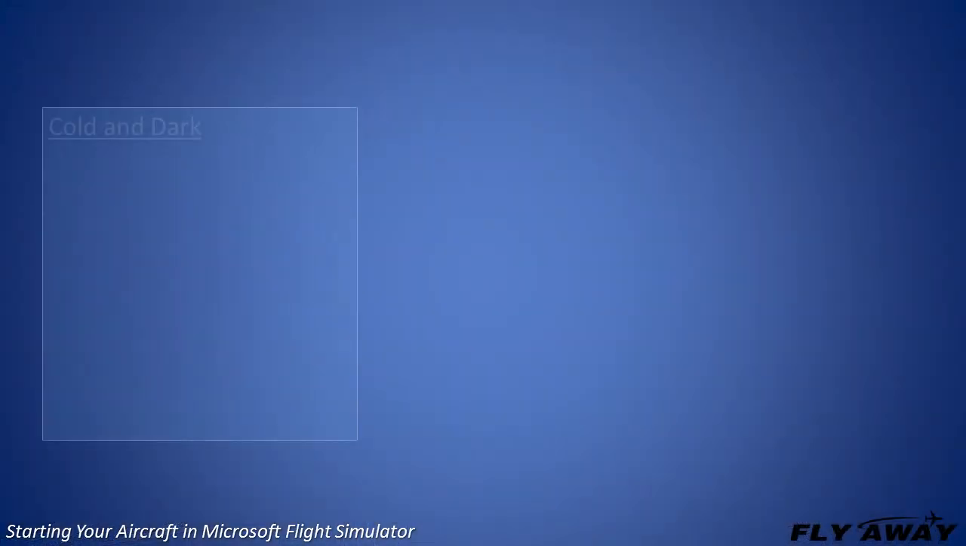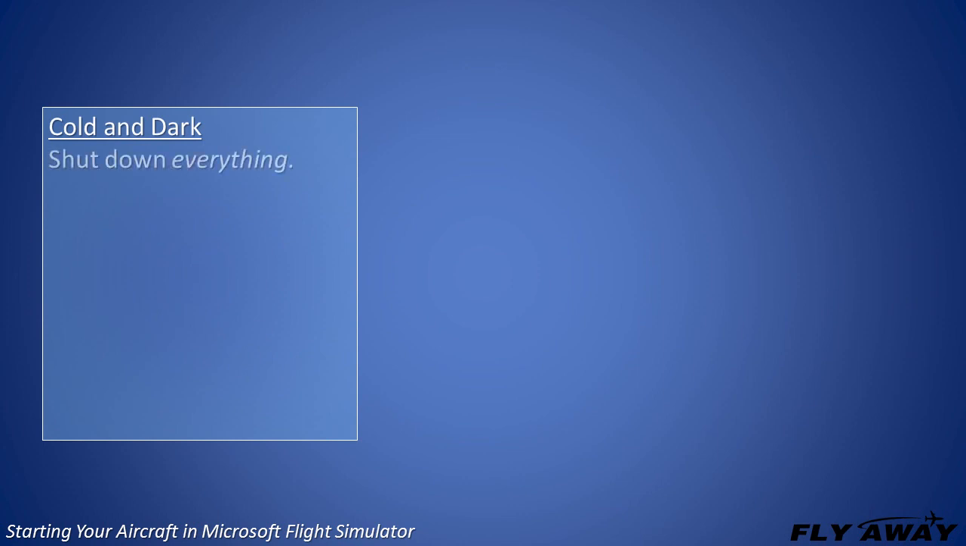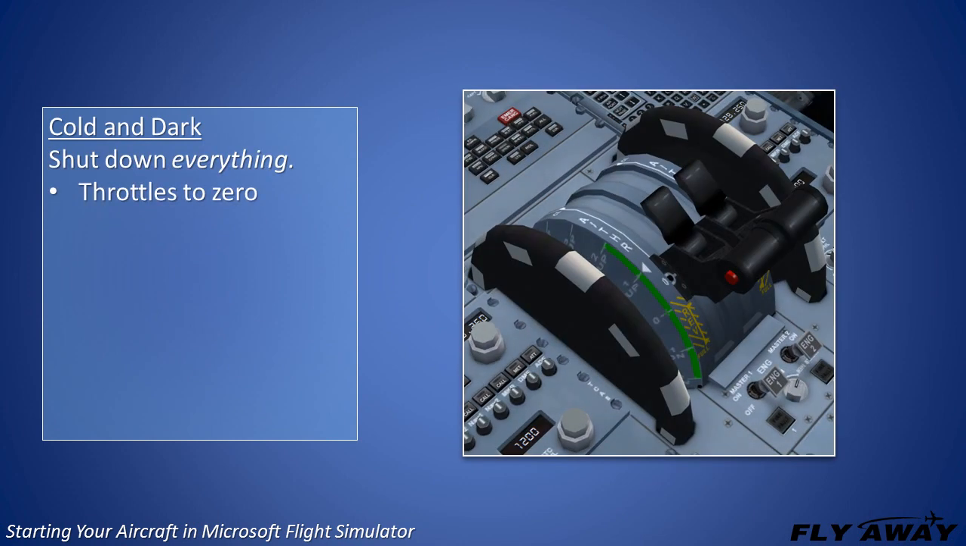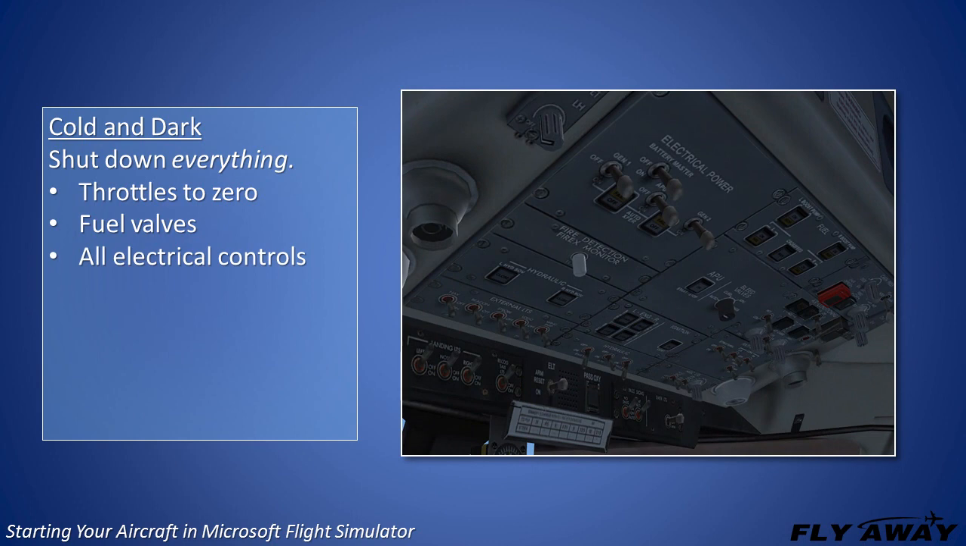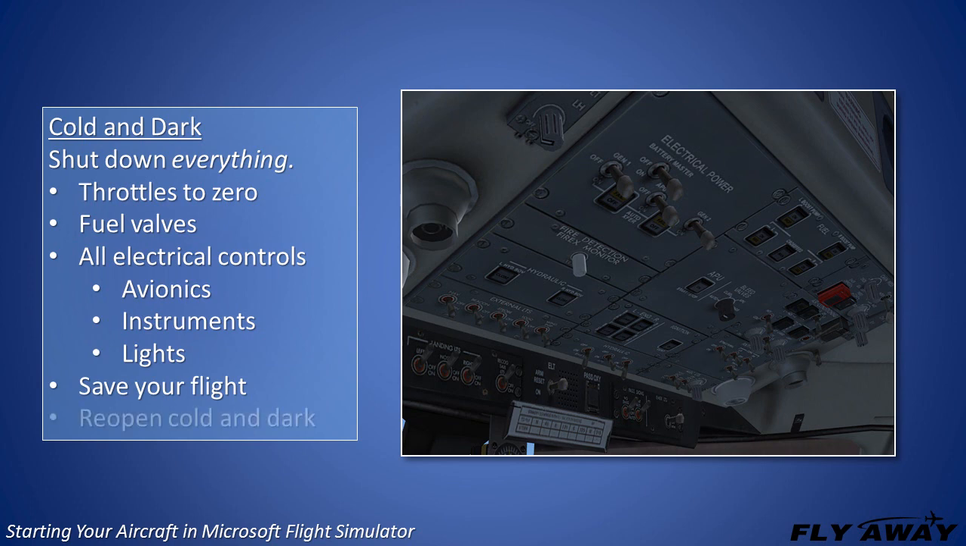To start cold and dark, shut down everything. Slide your throttles to 0. Cut off fuel with the fuel valves on the throttle quadrant. Then turn off all the electrical power that you can. These include avionics, instruments, and lights. Turn off every switch, knob, button that you can find. Some people recommend saving your flight and reopening it in the cold and dark condition.